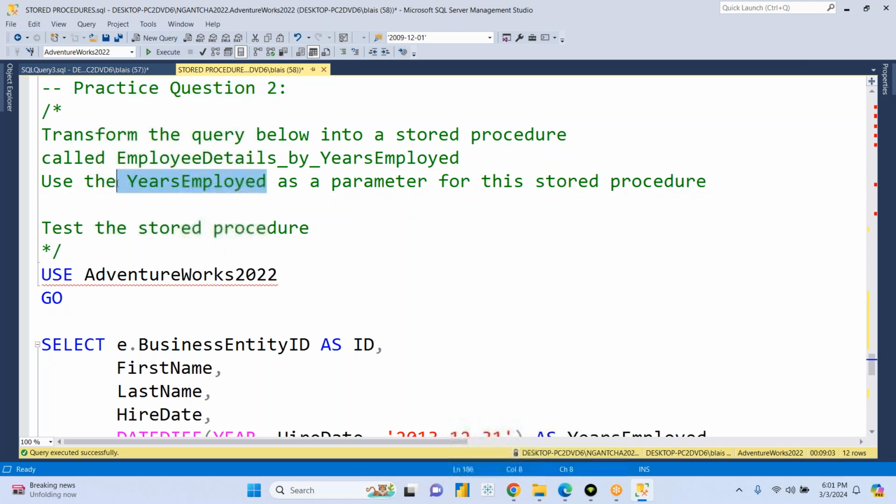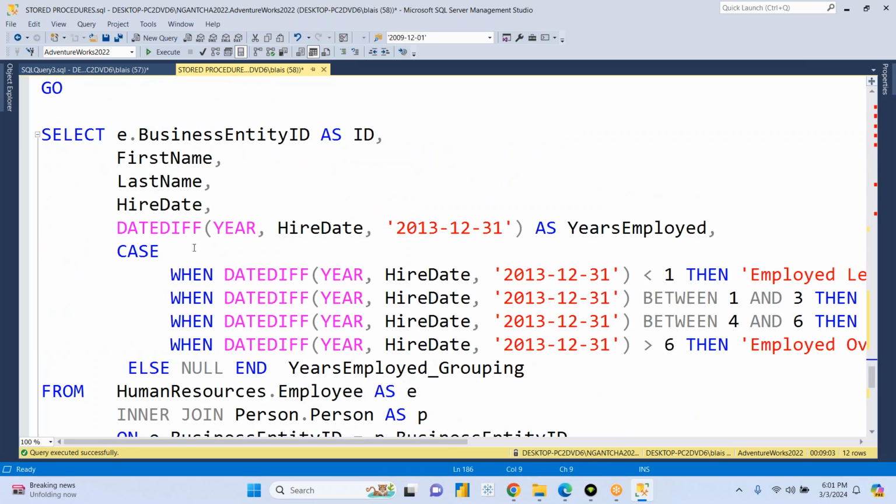So this should be a parameter. So when you filter on the years employed, for example, if I call the stored procedure and I put 5, I should only see those who've been in the company for a total of 5 years. If I switch 5 to 3, I should see only those who've been in the company for 3 years. All right, that's the power of a parameter within a stored procedure. Okay, let's end here for today.